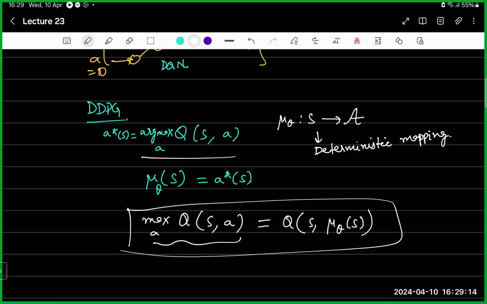For the current Q, this will give you the action. We don't know whether Q is equal to Q star. If your Q converges to Q star, your mu will converge to the optimal policy mu star. Mu is a function which takes a state and gives you an action. It is parameterized by a theta vector, like the parameters of a policy.